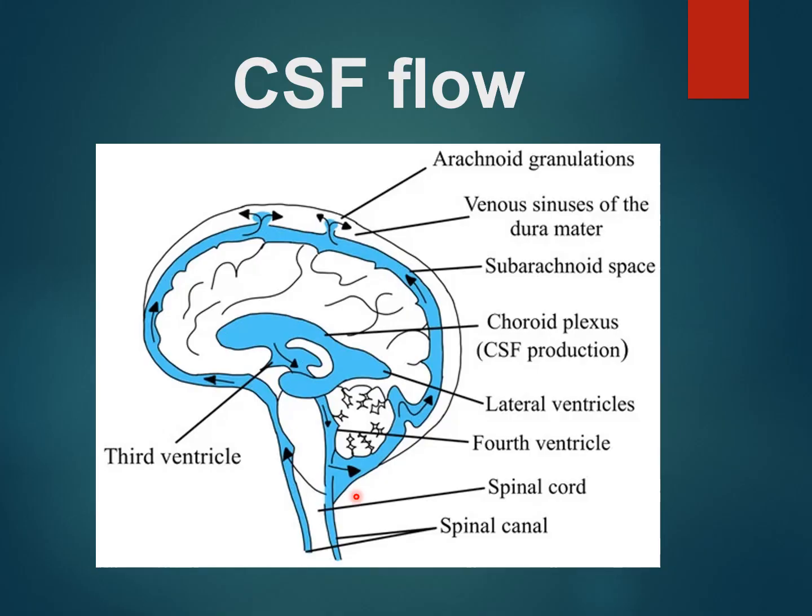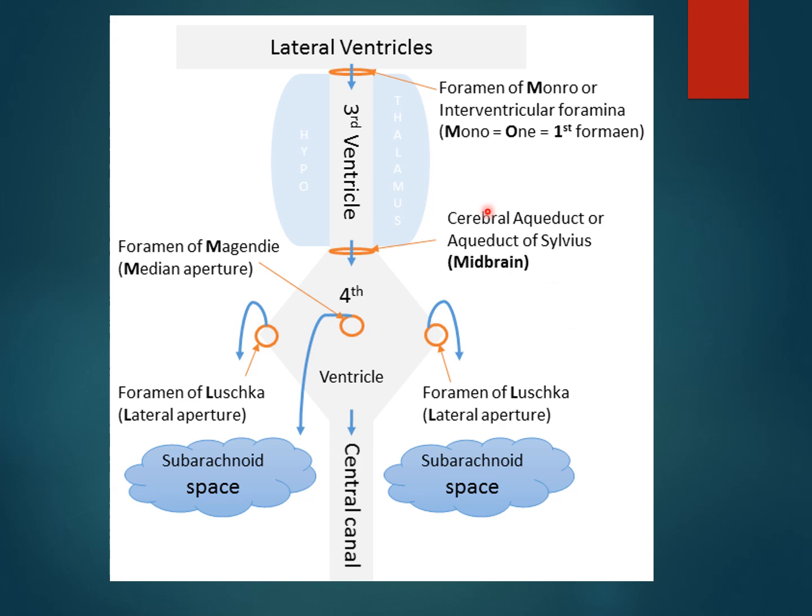To have better visualization, you can see here, from the lateral ventricle it will reach the third, then the fourth, and further this is the subarachnoid space. From the subarachnoid space it will be drained out into the arachnoid granulation, which is also known as arachnoid villi. From the arachnoid villi it will be drained into the venous system. And you can also memorize this by using this flow chart.